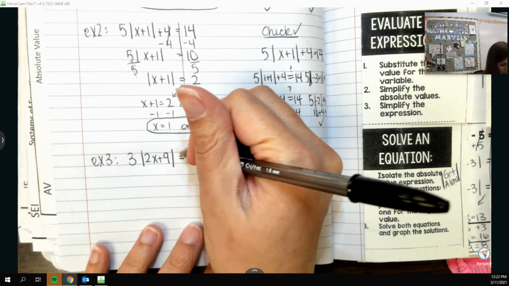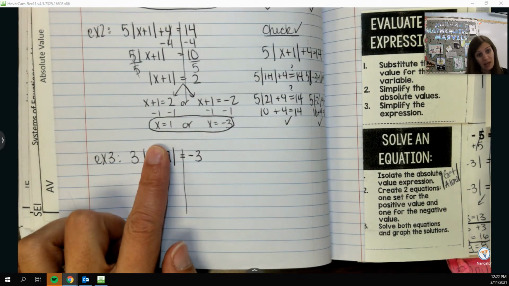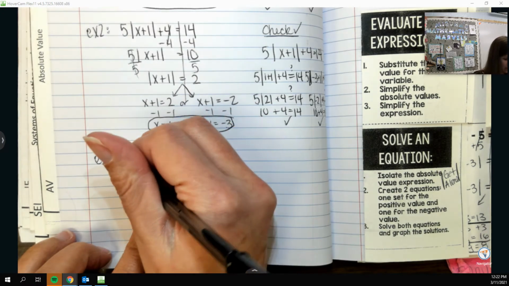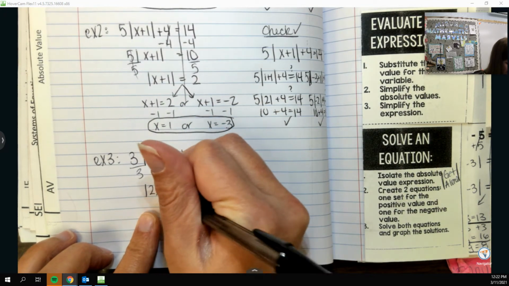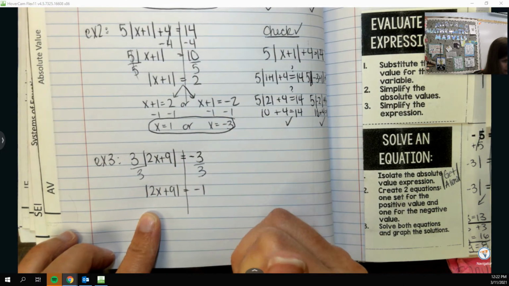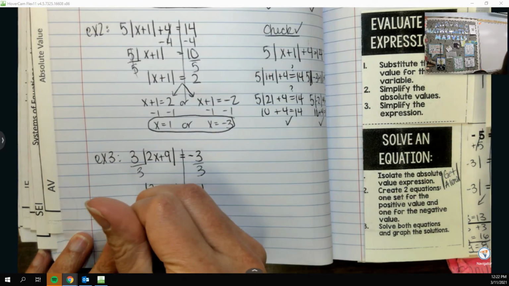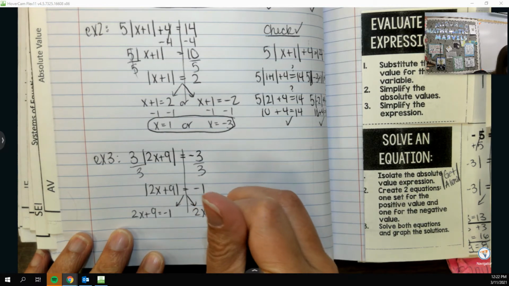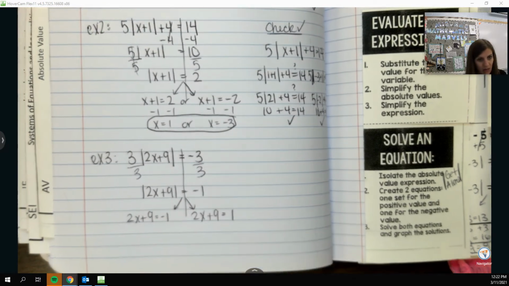Okay, so if I put my sides in, over here with the bars, there is something outside that I need to get rid of. And that 3 is smashed up against the bars, which means multiply, so we'll divide it away. So we'll have absolute value 2x plus 9 equals -1. Then we make our 2 equations because now the bars are alone, so we'll have 2x plus 9 equals -1, and 2x plus 9 equals +1, because we have to always change the outside number.